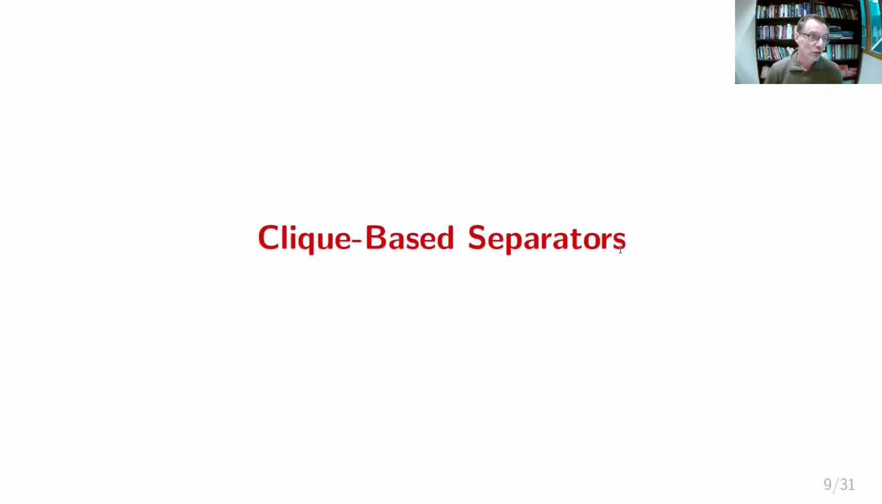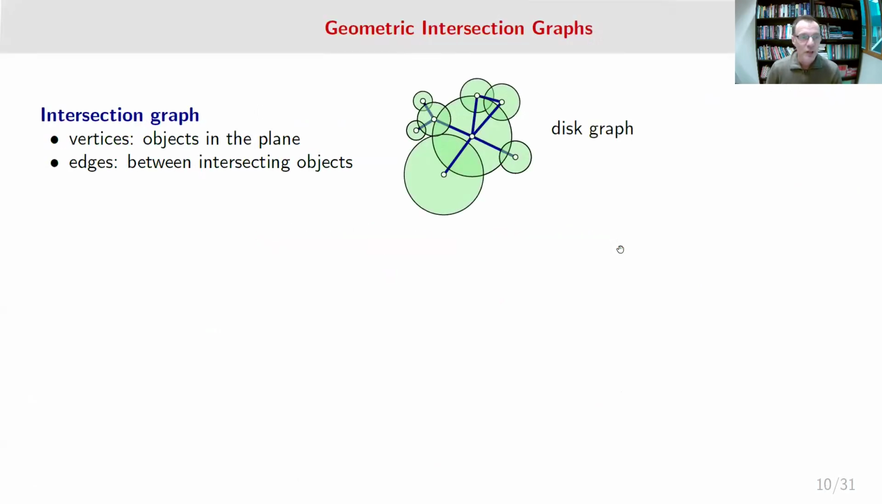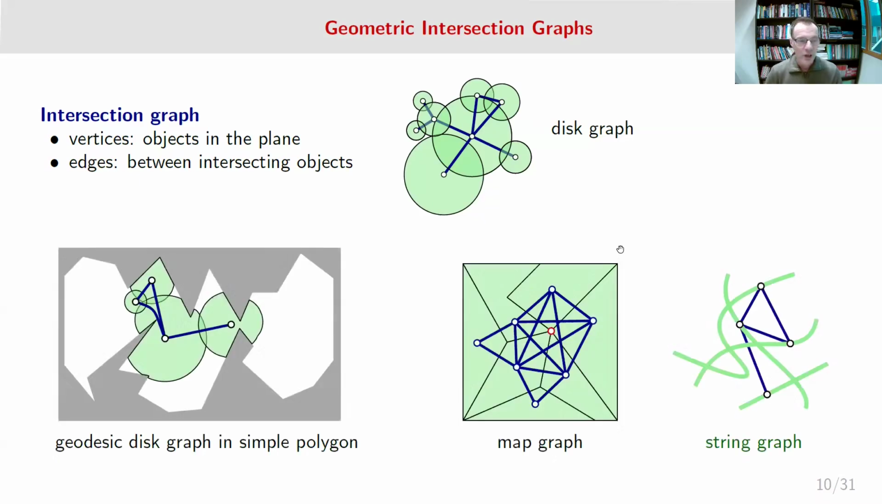Anyway, let's get to the main topic for today, which are these clique-based separators. So I'm going to look at intersection graphs of objects. So let's say disks. I give you a set of disks, and I put an edge between two disks if the disks intersect, right? So the nodes in my graph are the objects, and the edges represent intersections. There's a number of nice examples. I can look at disk graphs, which have been studied quite a lot.